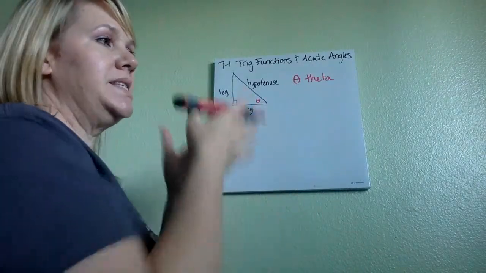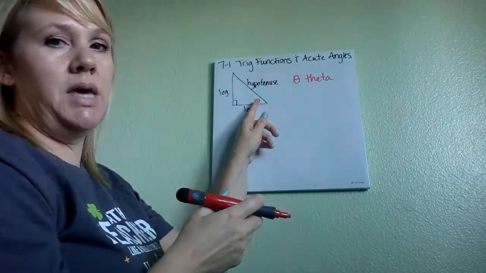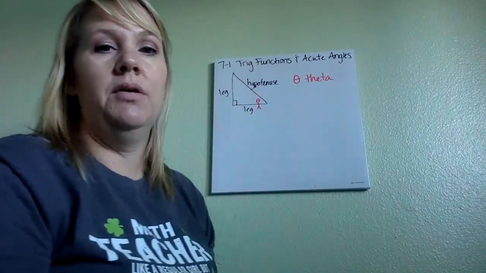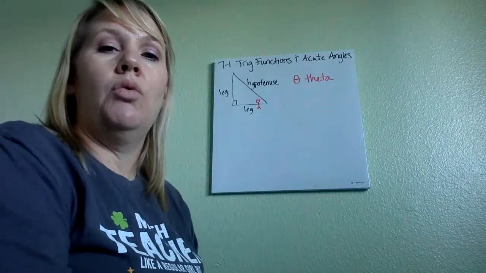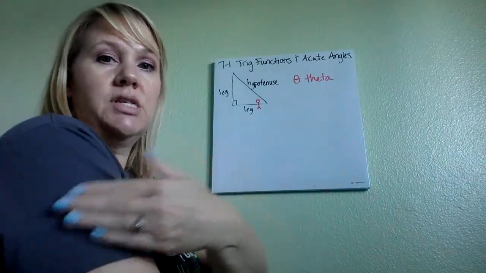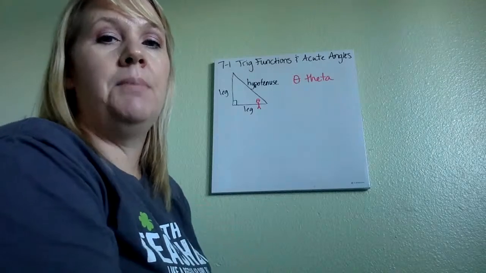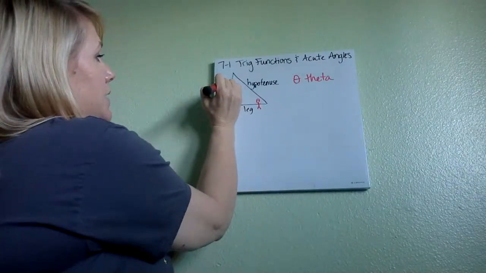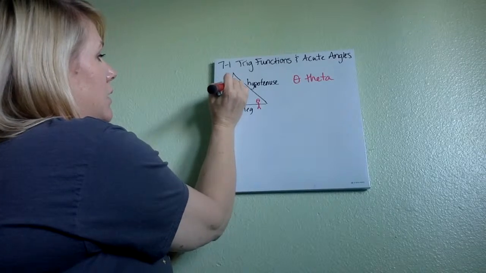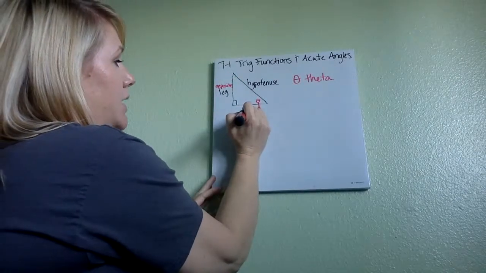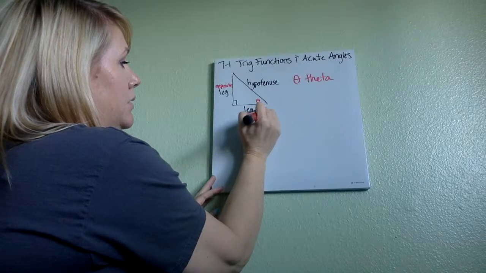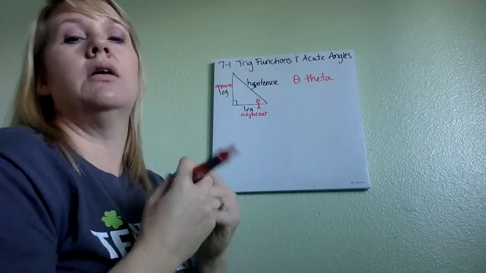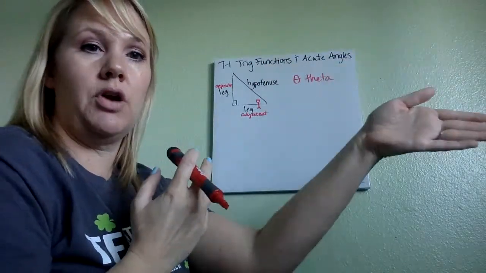But picture yourself standing right here. This is me. Let's draw a little person there. That's me. If I'm standing right there, which leg is adjacent? Adjacent meaning next to, and then opposite is across from. So across from is over here. This side is opposite. And then right next to me is this side, adjacent. So again, adjacent meaning right next to me, and opposite across from.